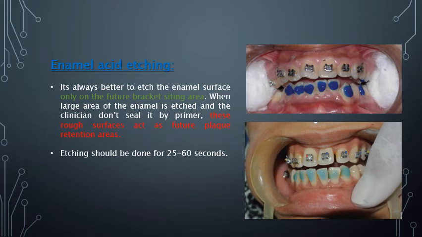It is always better to etch the enamel surface only on the future bracket setting area. When a large area of the enamel is etched and the clinician doesn't seal it with primer, these rough surfaces act as future plaque retention areas. Etching should be done for 25 to 60 seconds.